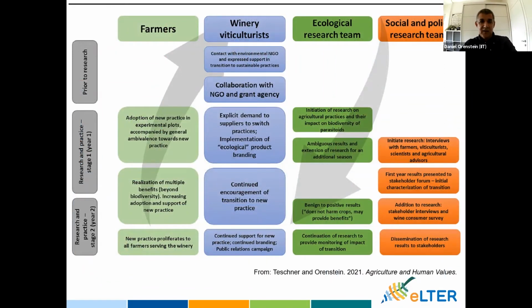And this is a little bit of an involved table, but if you look at it, it's chronological from the top to the bottom, where the winery implemented this policy. The farmers were engaged, the ecologists did their research, results were shared with the farmers and the winery, and then the social policy research team joined, and the iterations continued until all of the farmers moved over to this new process, and the project was considered a success. To emphasize the farmers, these small words, if you can't read the whole thing, the key words here were their ambivalence at the beginning, their realization of the potential advantages, their eventual support for the transition, and then watching the policy proliferate into the broader farming community beyond this vineyard.